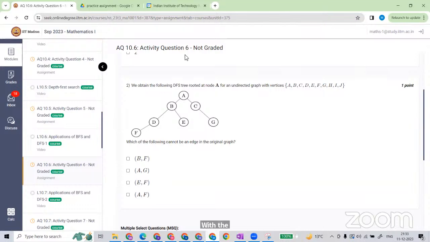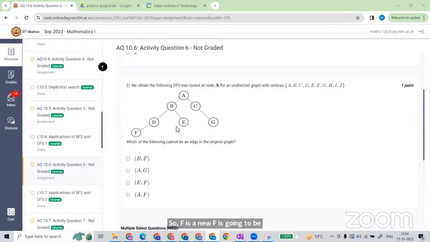Sorry, could you repeat, please? Between two different branches, there cannot be any connecting edge. If there were an edge between E and F, then once the DFS algorithm reaches E and starts looking at its neighbors or connected vertices, F would be an unvisited vertex, so you would move to F.